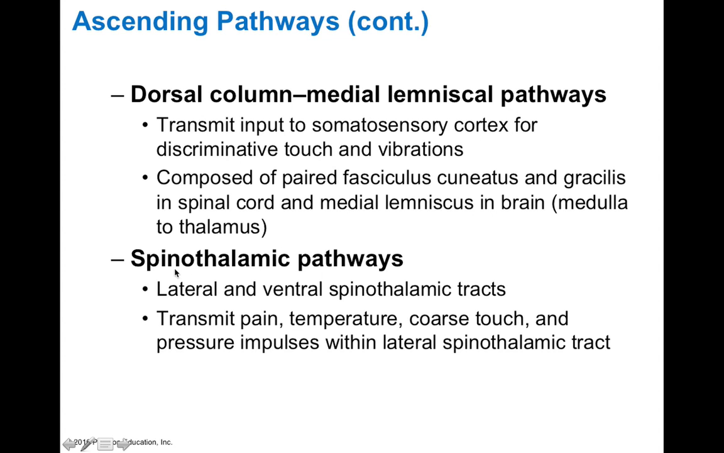Now once in the thalamus, we'll have these tertiary sensory neurons that then transmit information to the primary somatosensory cortex of your parietal lobe. Now the spinothalamic pathway is made of lateral and ventral spinothalamic tracts, and specifically it transmits pain, temperature, very coarse touch, and pressure impulses. So the spinothalamic pathway differs from the dorsal column because dorsal column was more precise touch and vibration, whereas spinothalamic is more imprecise touch, pain, temperature, and pressure.